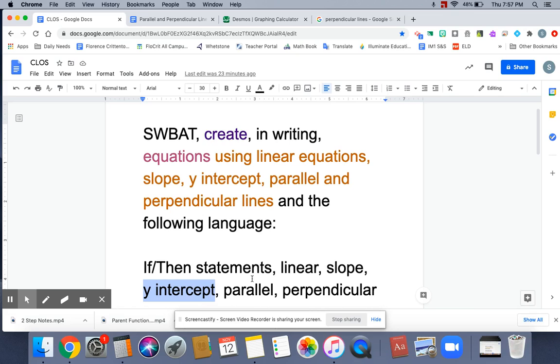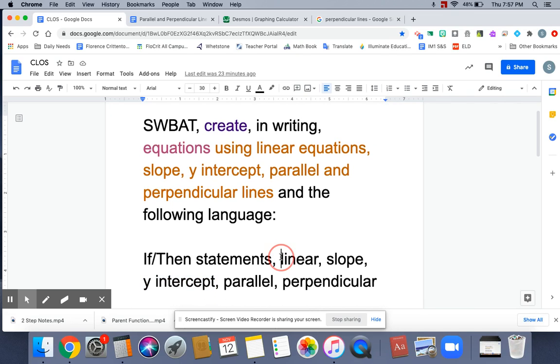And that's all. So, using if-then statements, the word linear, slope, y-intercept, parallel, and perpendicular. Explain what you learned how to do in this lesson.